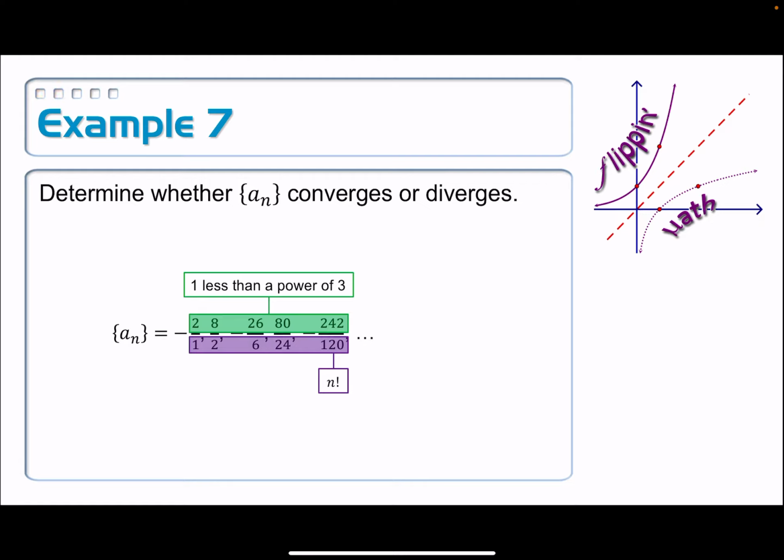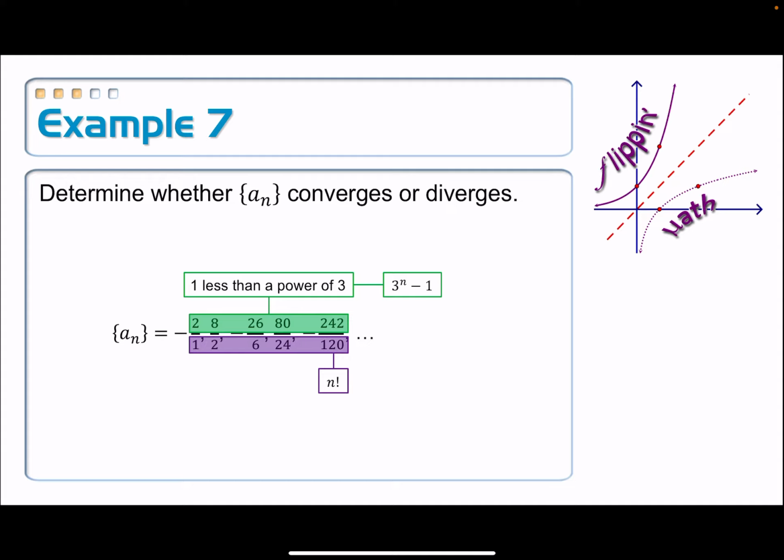And sometimes it just takes a bit of practice before you can recognize something like that. So you can write that part of the function as 3 to the n and then minus 1. And then we have one more part, and that is the fact that our terms are alternating, starting with a negative, and then a positive, and then a negative, and then a positive.